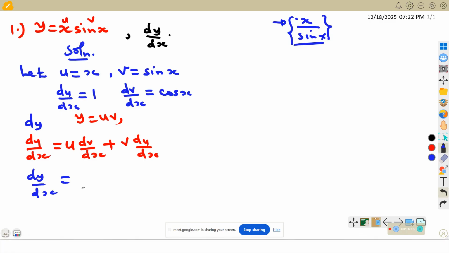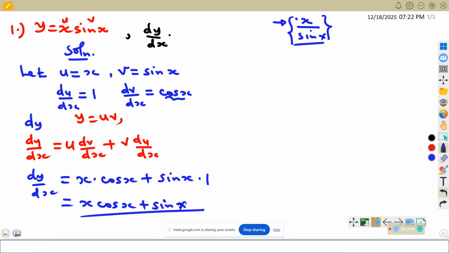Our u is x, so this will be x. dv dx is cos of x. Then we add v, which is sine of x, multiplied by du dx, which is 1. In other words, you'll get x cos of x plus sine of x. So this will be your dy dx.